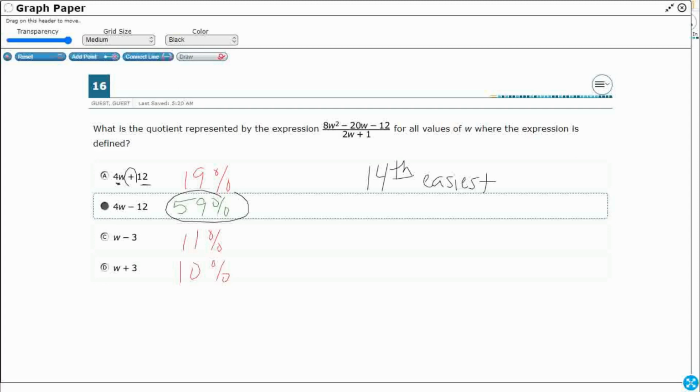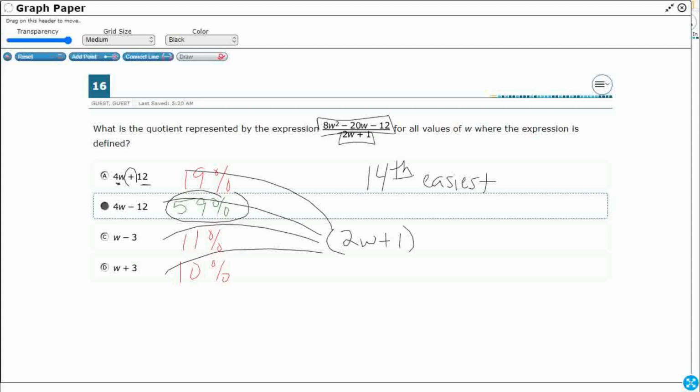Since this was multiple choice, if you recognized that this was going to be a factor, you really could just brute force this and multiply 2w plus 1 by all 4 of those and see which one gets you this particular answer. So if you made this a drag and drop, I'm sure the percentage would have really dropped, because then you would have had to construct the answer on your own rather than kind of double checking from the available answer choices.